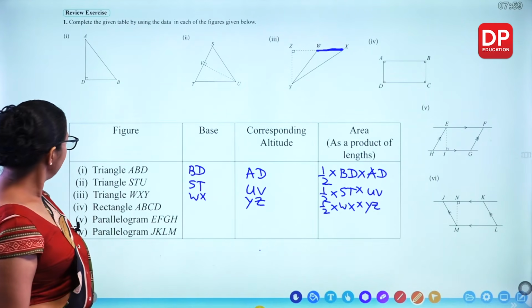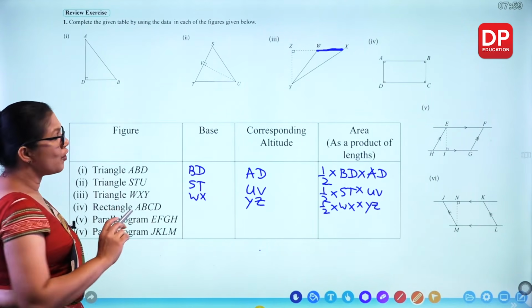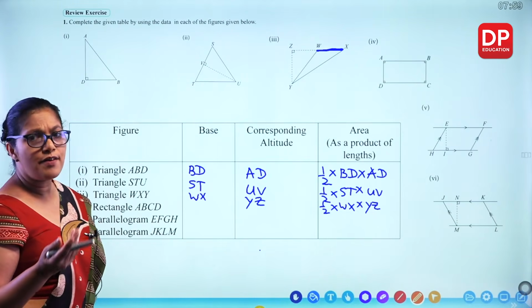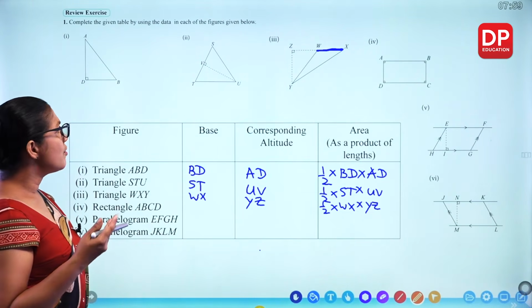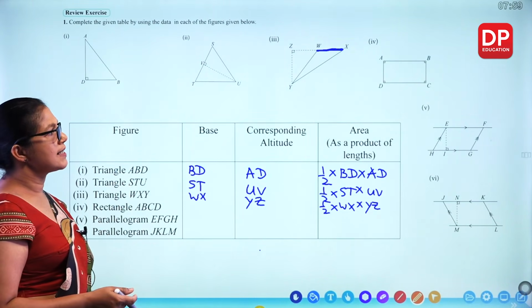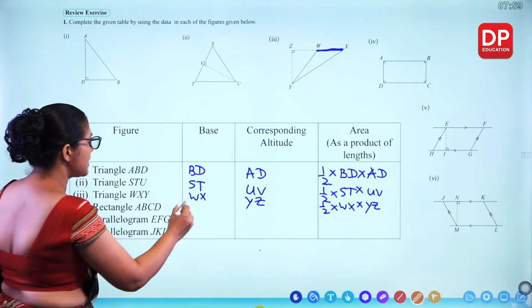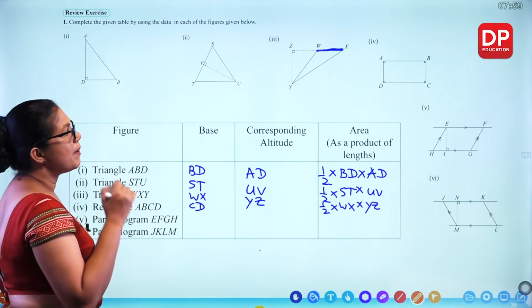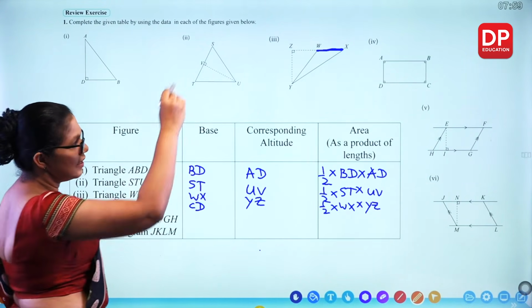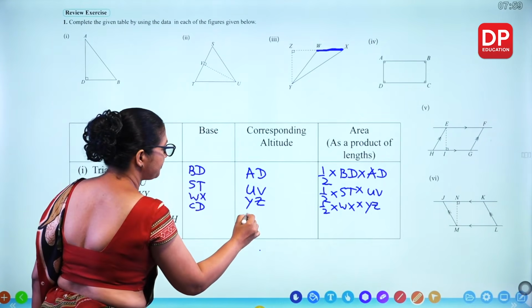Fifth one. Before that, fourth one. It's a rectangle. Again, you can take any side as base. If I take CD as the base, what's the perpendicular height or altitude? It becomes AD.